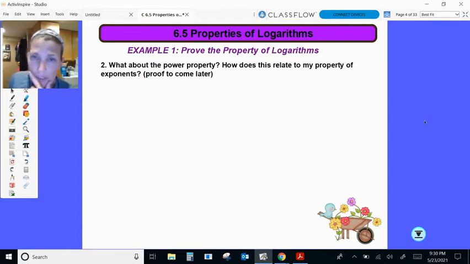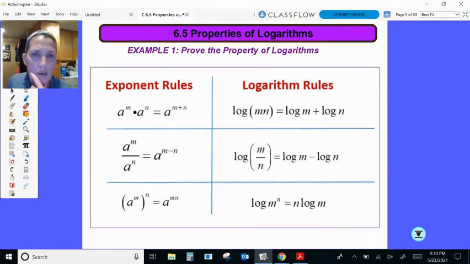So what about the power property? How does that relate? We're going to come to that proof later, but our power property here, here is our multiplication product property. Okay, and you can go back and forth. And going this way is called expanding, and going back is condensing. We'll talk about that in just a second.